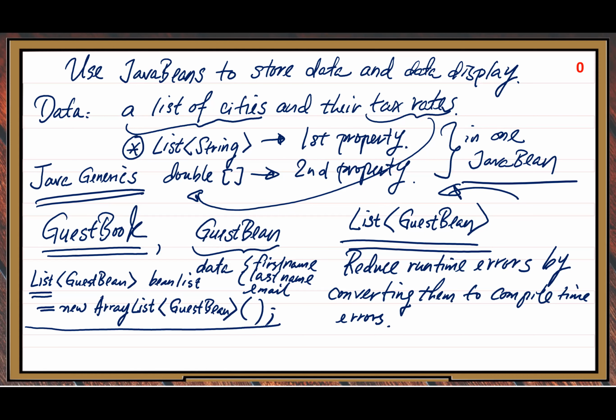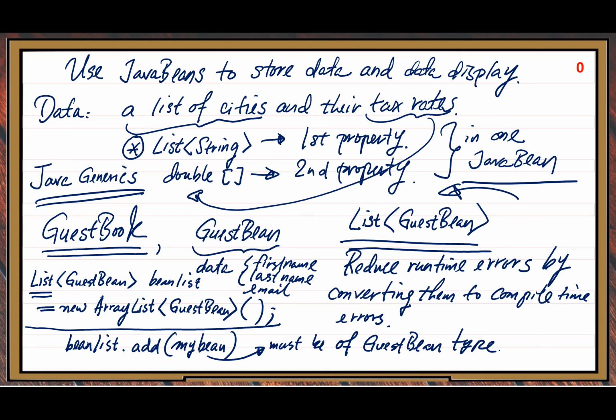Okay, after that, when you need to add a JavaBean into your list, you call its add method, .add. So the reference of your JavaBean, for example, this reference must be of the GuestBean type. If not, the compiler would complain, because you tell the compiler you want this type of objects to be placed in this list data structure.